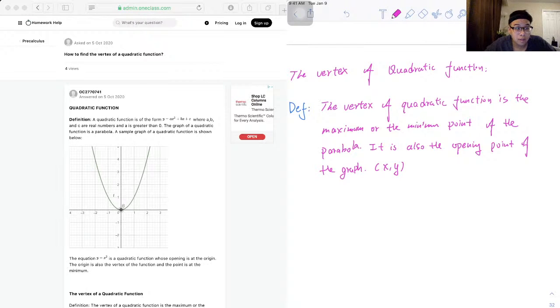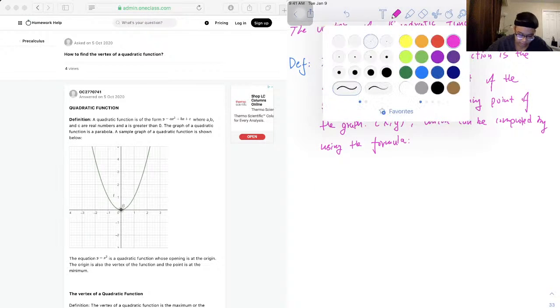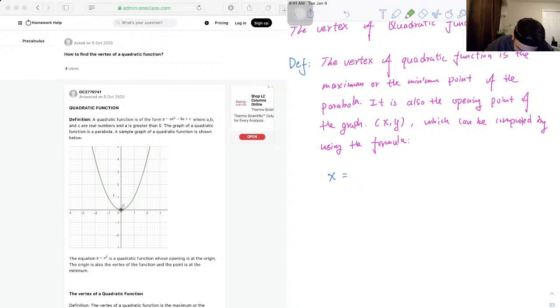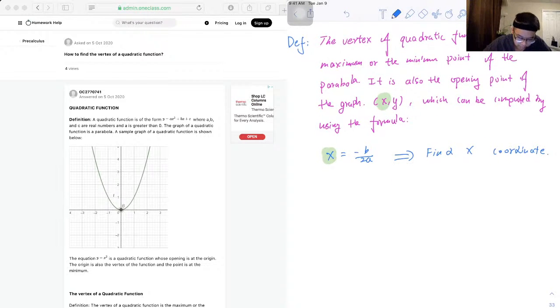Yep. So we can compute it using the formula, which is x, which is this part, is equal to negative b over 2a. So this is to find the x coordinate. Right. And therefore the value of y can be found by directly substituting the value of x into the original function.